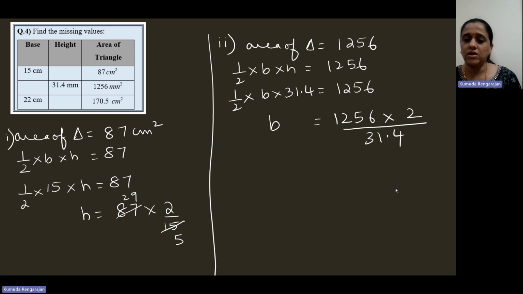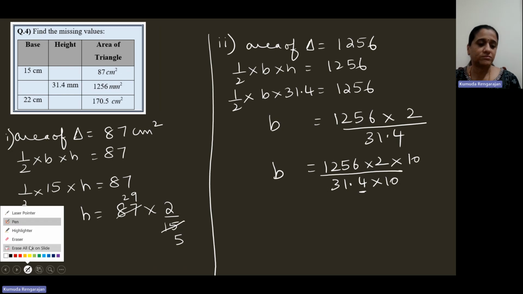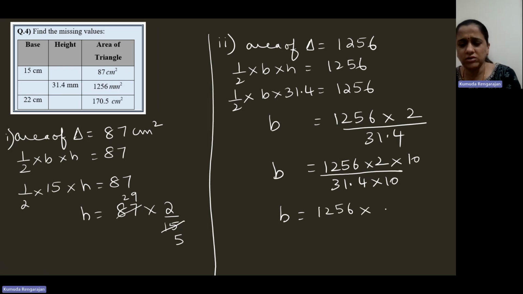Very good. Now, how do you get rid of the decimal point? Into? Yeah, 31.4 multiplied by 10. So multiply the numerator also by 10. One decimal place. So you need to multiply by 10 to get rid of the decimal point. So do the same thing in the numerator. So next step, b is equal to... No, write it as 2 into 10 itself. Don't multiply. Divided by 314. All right.